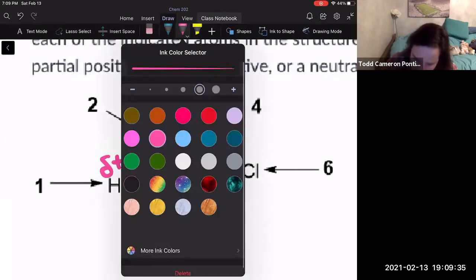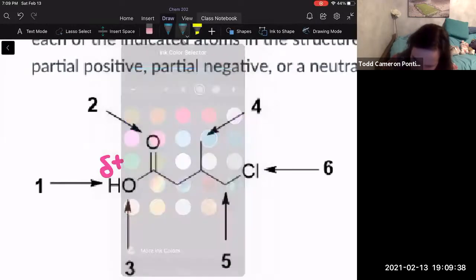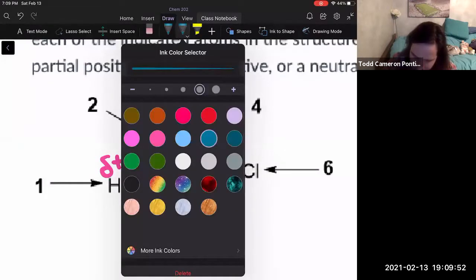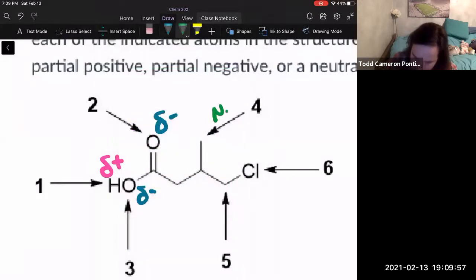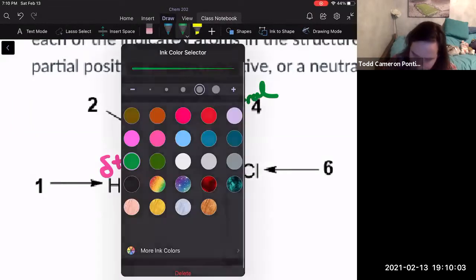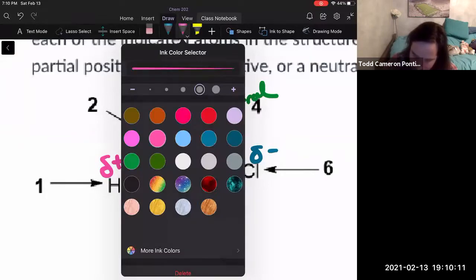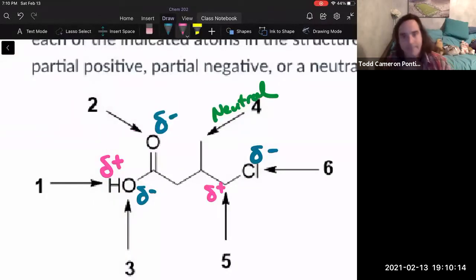And the oxygen is going to get a partial negative charge as a result of the electron density coming toward it. Same thing with this oxygen up here. Four is a carbon-carbon bond slash carbon-hydrogen bonds, so four is just going to be neutral, no charge. Then if we look at the carbon-chlorine bond, the chlorine is going to pull electron density away from the carbon. So the chlorine is going to have a partial negative charge and the carbon is going to have a partial positive charge. Okay.